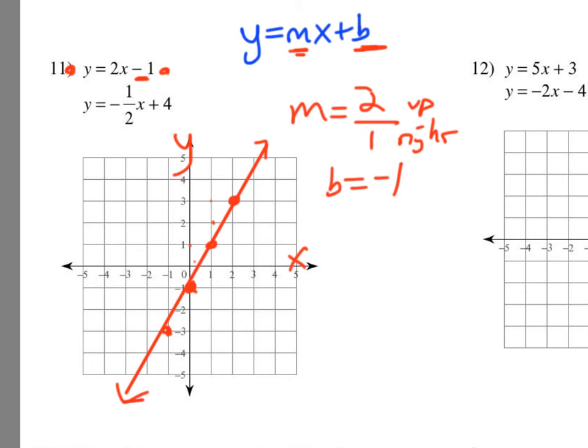And then you would do the same for the green guy. Looks like this is also slope-intercept form, so begin and move, and number 12 as well. All right, so keep working.